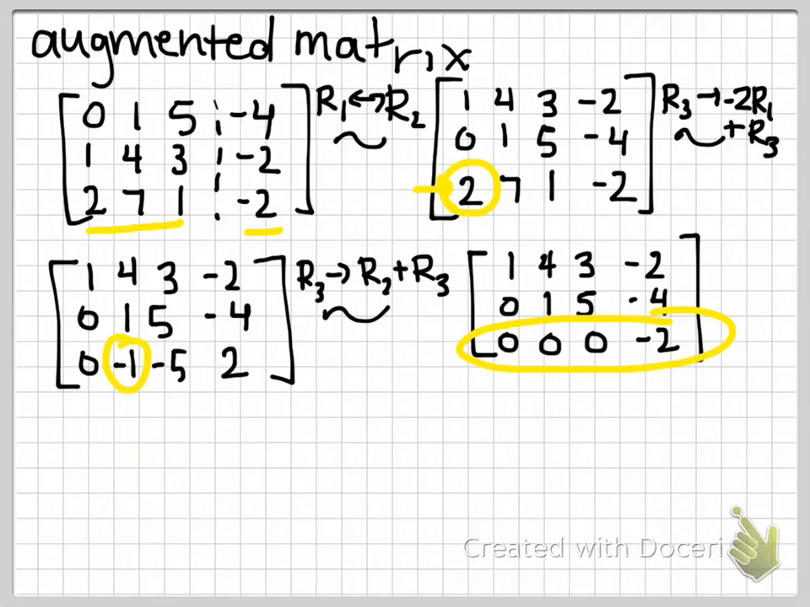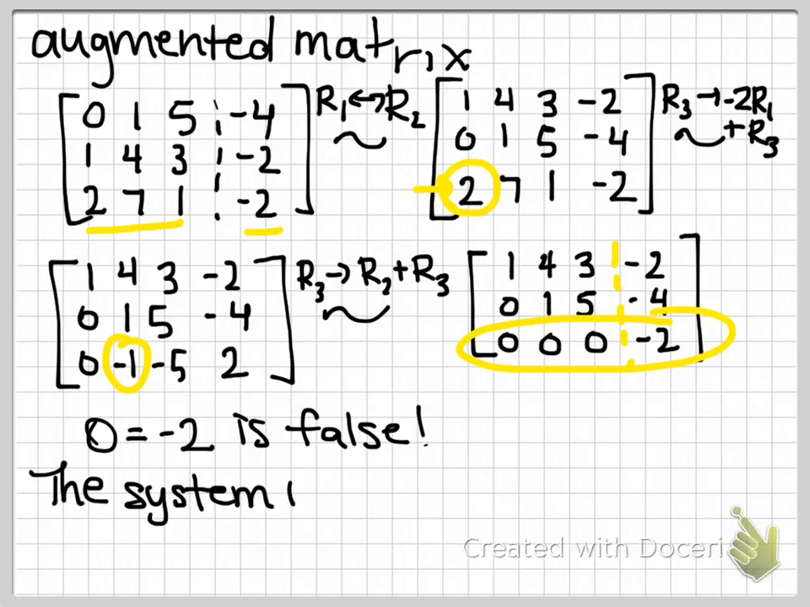Now remember, this represented a system of equations, and so what this says is that 0 equals -2. Of course that is false, right? 0 is not equal to -2. So that means that this system of equations is inconsistent and that there is no solution.